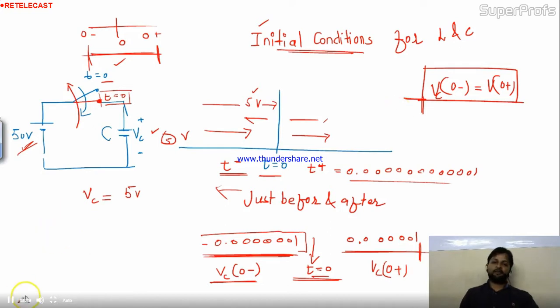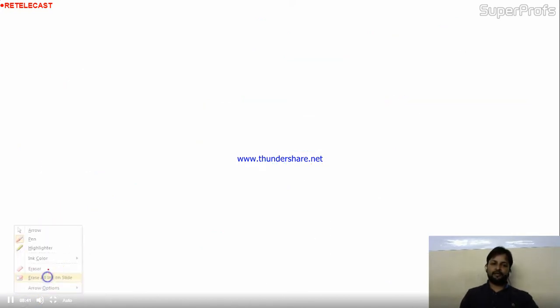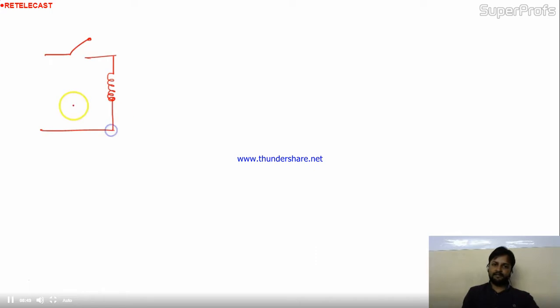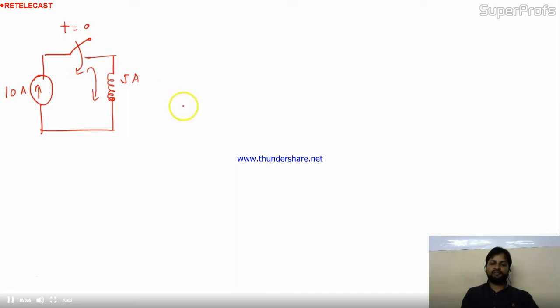But instead of capacitor, if now you have inductor. Now instead of capacitor you have inductor. See this. We are applying the current, take current 10 ampere. Initially I'm just taking it. Initially suppose 5 ampere current is flowing. At t equal to 0 you are closing it.